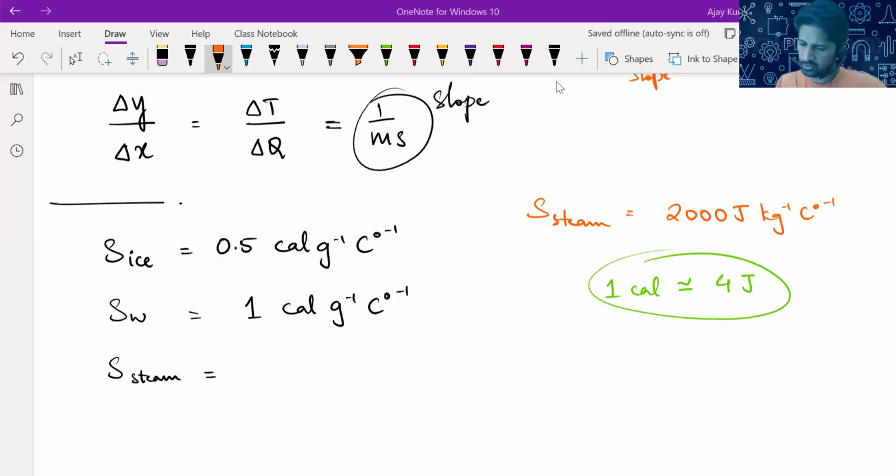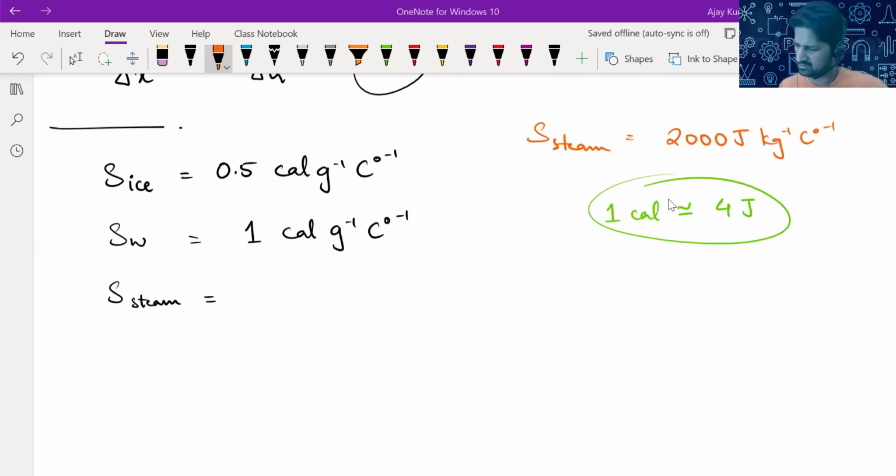I got one answer as 0.5 calorie per gram per Celsius degree. Fine. I think that is correct. 1 calorie is 4 joule, so 1 joule will be 1/4 of a calorie or 0.25. We'll use that directly. So it becomes 2000 into 1/4 of a calorie, and kilogram inverse. Kilogram is 1000 gram. So it becomes 10 power minus 3 gram inverse. Calorie per gram per Celsius degree. That's all. So 1 by 2 effectively, close to 0.5. So specific heat of steam and ice are approximately the same.